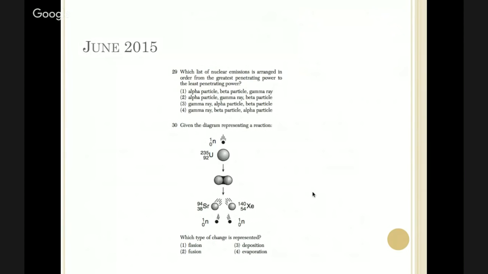I picked number 4. And in number 30, they're showing you a reaction where the neutron is hitting uranium and it's splitting into pieces. Whenever you split something, it's fizzing. Like if you put an Alka-Seltzer tablet into water, it fizzes and it breaks down. So this is fission, answer number 1.